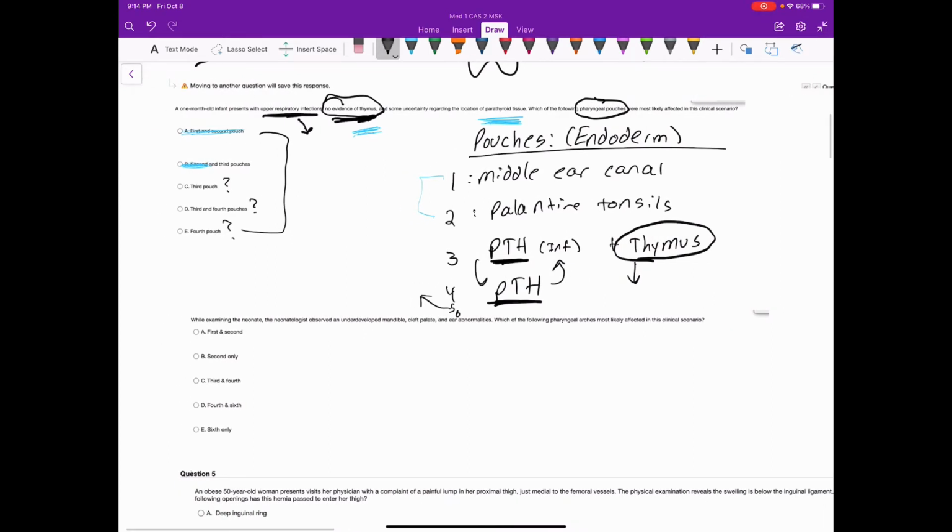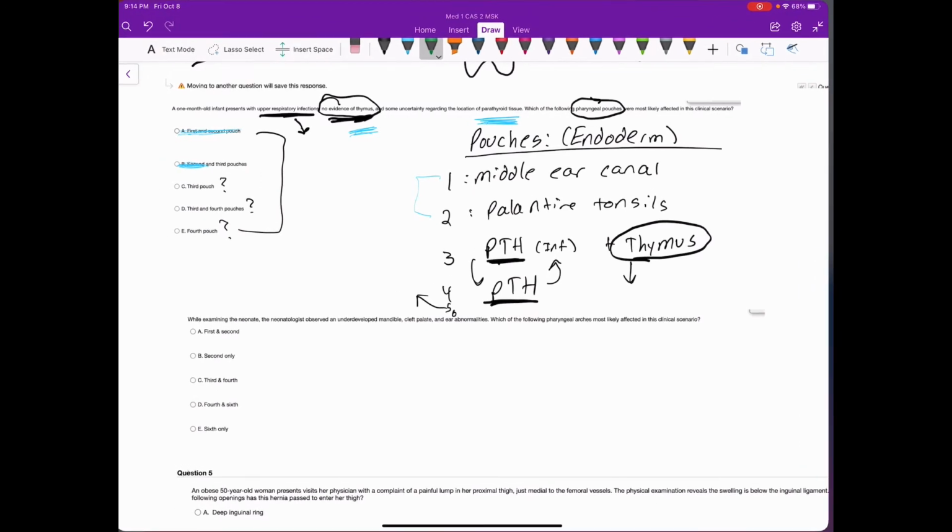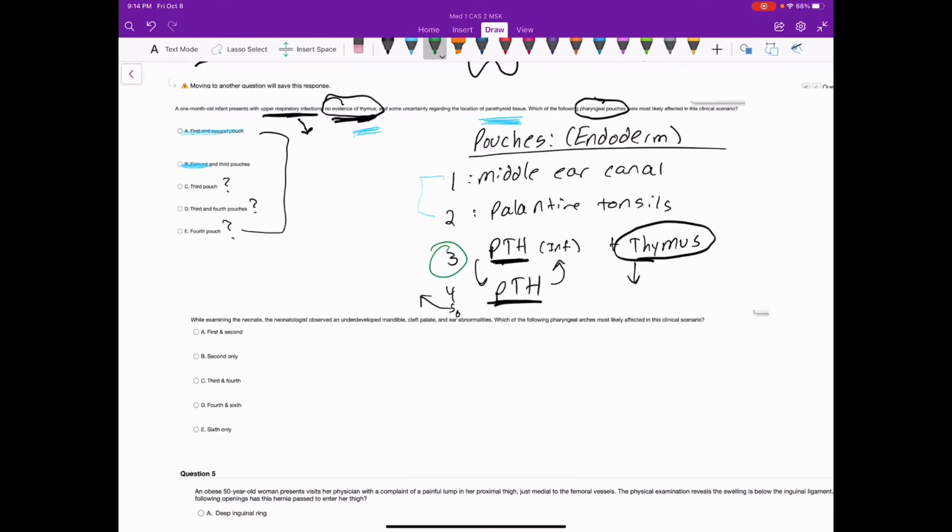What's going to occur then? What pouch is going to be inhibited or affected? The third pouch. So the third and fourth pouches, that's going to be wrong because it has the fourth pouch in it. Fourth pouch is going to be wrong. The only answer could be the third pouch because this is the one that says the thymus is inhibited. Not having a thymus is going to cause upper respiratory infections.